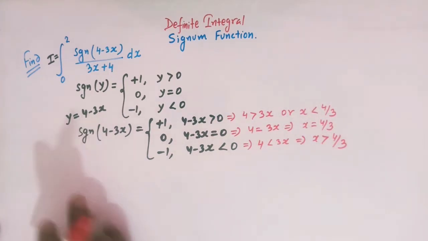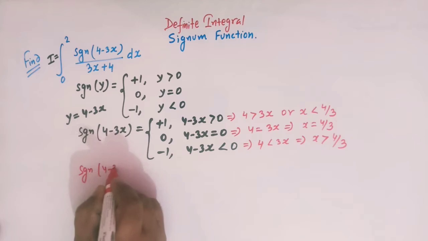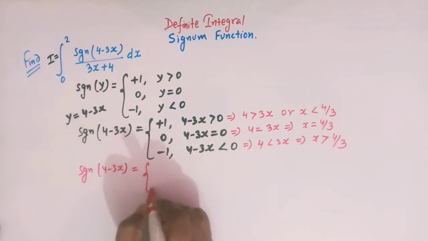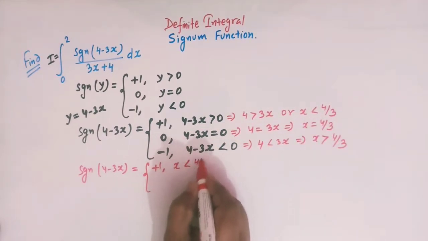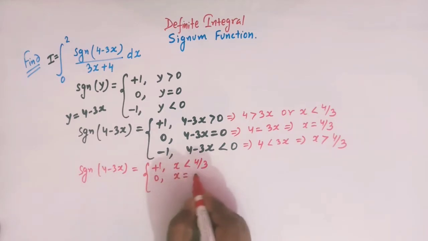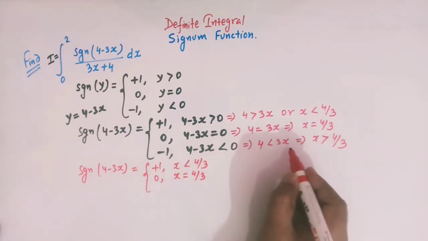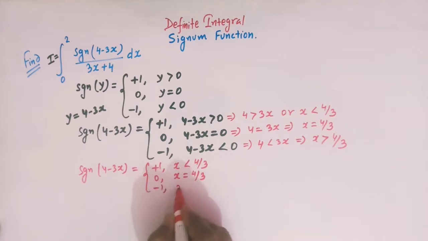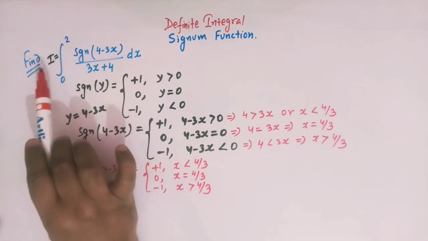Now we can redefine this Signum function: Signum of 4 minus 3x is equal to plus 1 whenever x is less than 4 over 3, and Signum of 4 minus 3x is 0 whenever x is equal to 4 by 3, and Signum of 4 minus 3x is equal to minus 1 whenever x is greater than 4 over 3. Once we have done all these things, we can come to this integral.